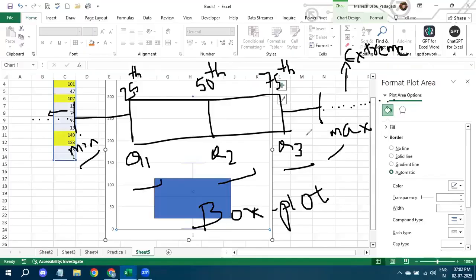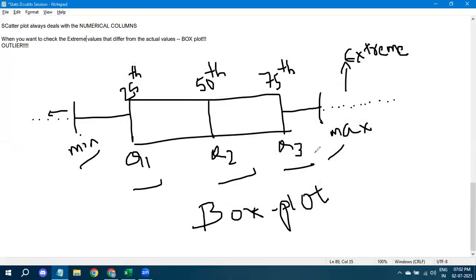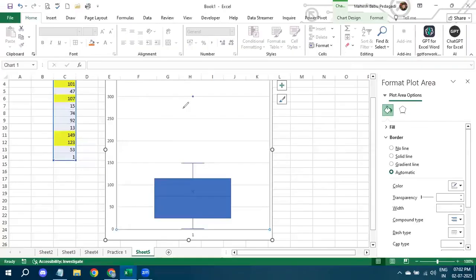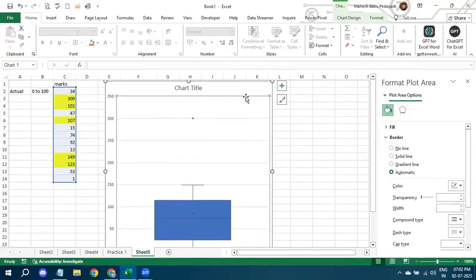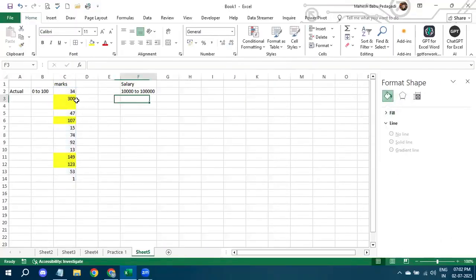In order to show this, shall I erase this drawing, guys? Is it clear, first of all? Yes, sir. Okay, let me show you how. See, you don't know there is an outlier in the data. For example, let me delete this particular graph, guys.